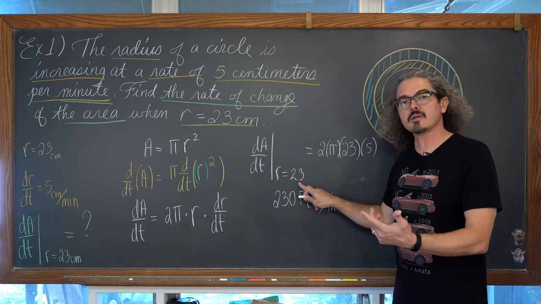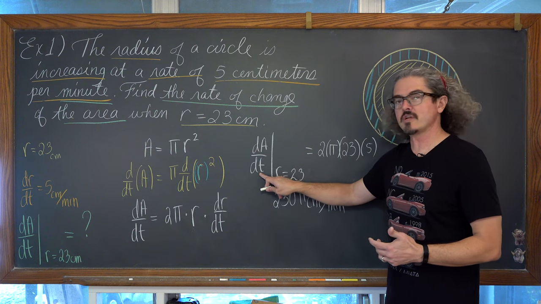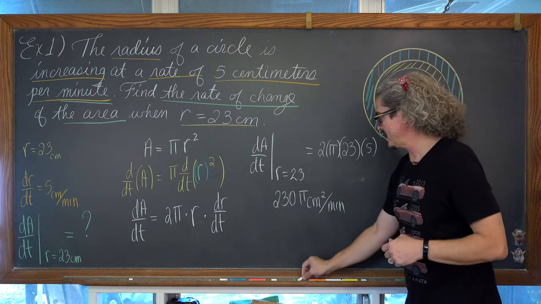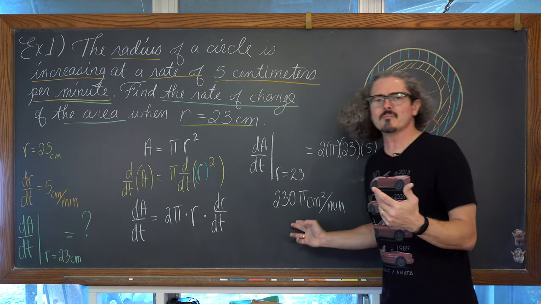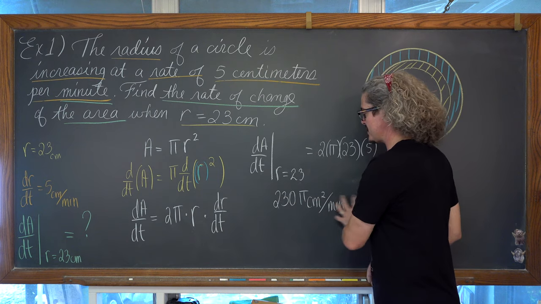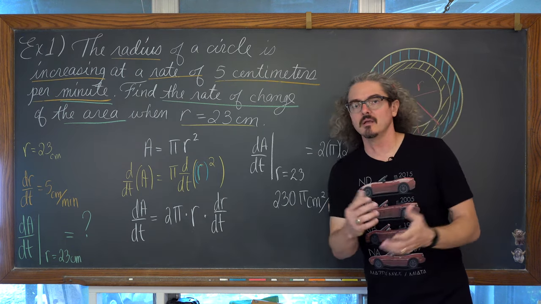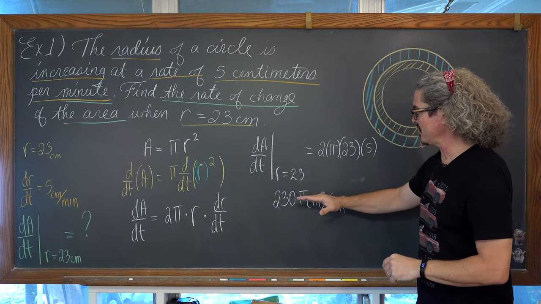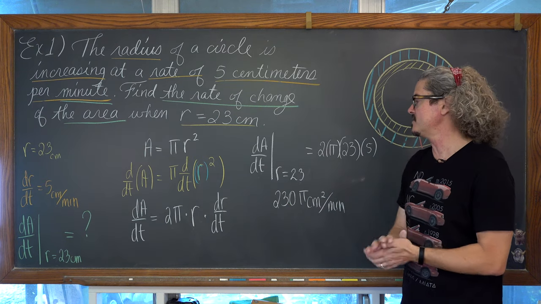My notation here is identifying the fact that dA/dt, the rate at which the area is changing, is not constant. This is an answer specific for when the radius, one more time, is 23 centimeters. Your teacher may require you to write a sentence linking the answer to that specific time period. AP is going to ask you to write that sentence. The area is increasing by 230 pi square centimeters per minute when the radius is equal to 23.